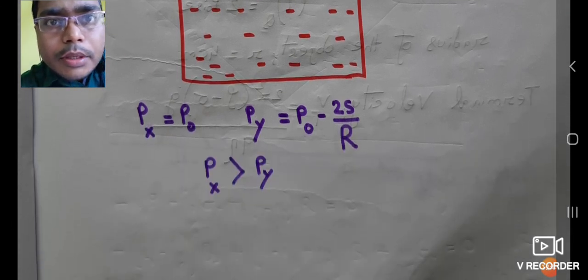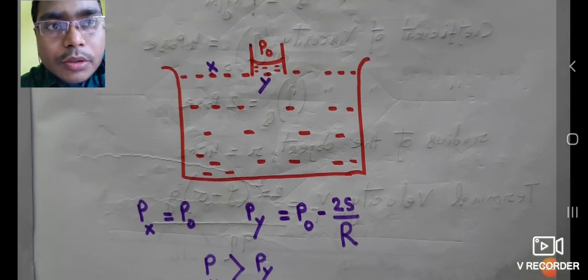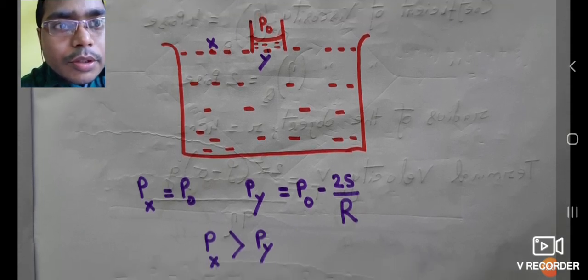So here I have written Px is given by P naught only and Py is given by P naught minus 2S by R. So it is clearly seen that Px is greater than Py, so liquid will flow from the high pressure region to the low pressure region, and due to this reason the liquid will rise in the capillary tube. So I think this question is clear to all of you.